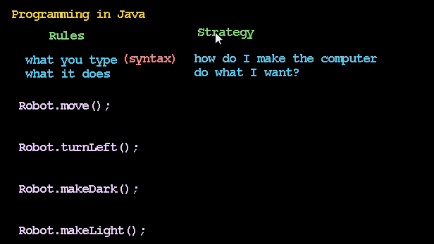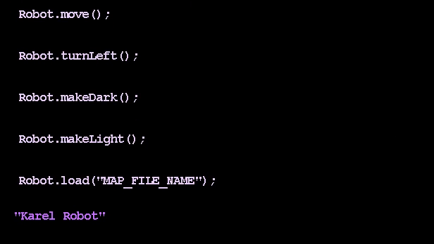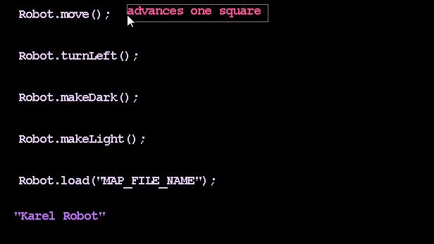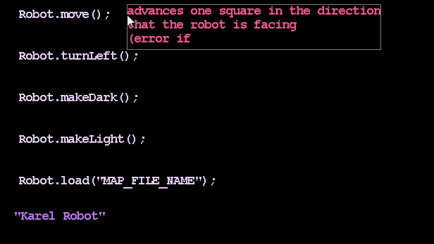Let's see if we can summarize what these instructions do, and in the next video we'll actually command the robot to do something that we consider maybe more useful. So move advances one cell, or one square, maybe a square is a better thought, one square in the direction that the robot is facing, and it's an error if it moves into a wall or off the edge.